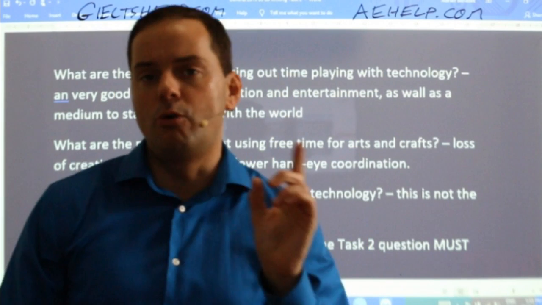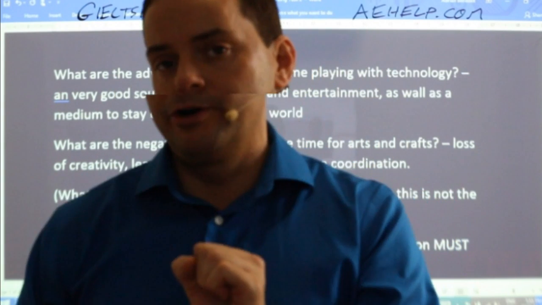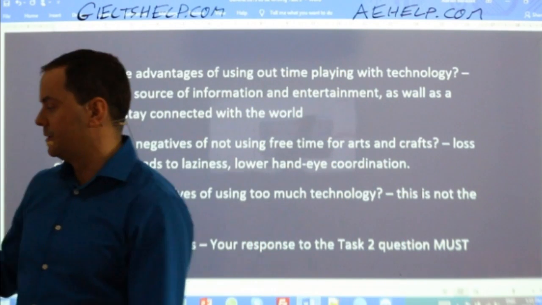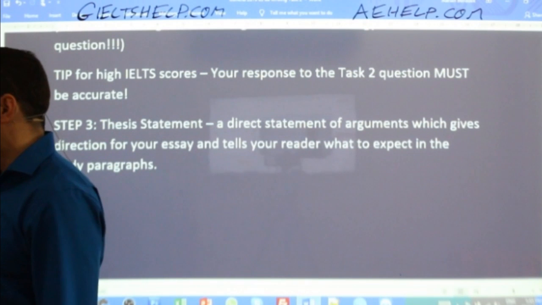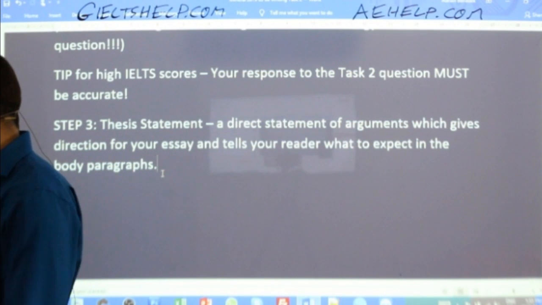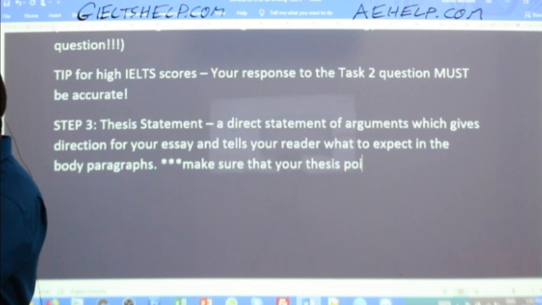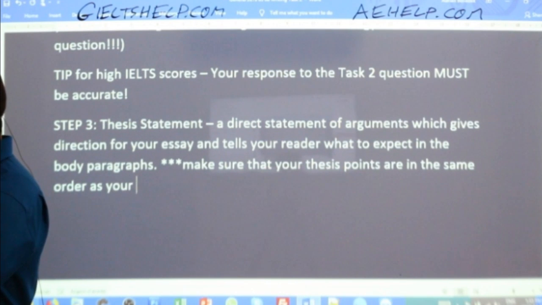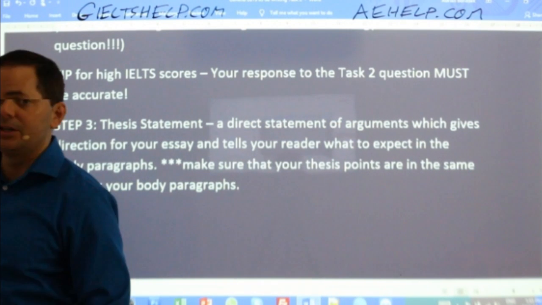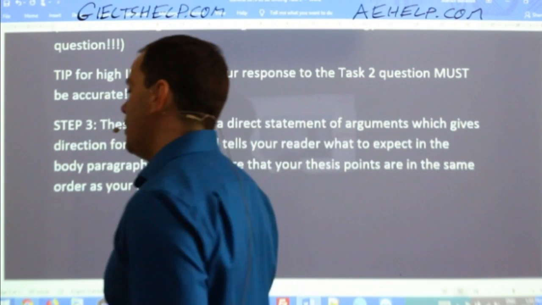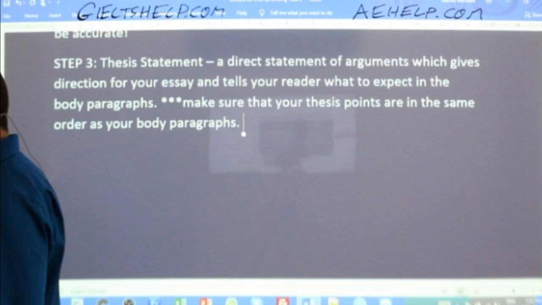Make sure that your points are in the same order that your body paragraphs will be in, okay? That's very, very important. So make sure that your points, say it one more time, make sure that your thesis points are in the same order as your body paragraphs. Okay, that gives you the right structure to your essay. Here we go. I'll write my thesis statement while you're thinking of some as well.